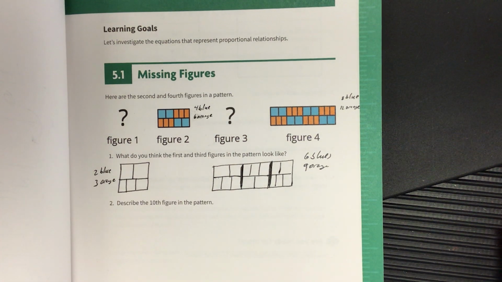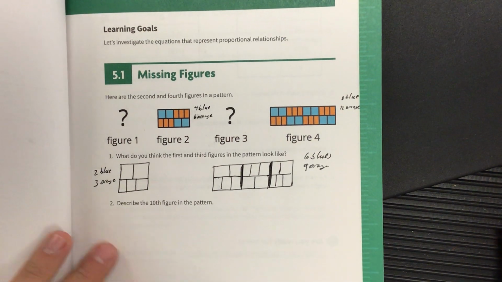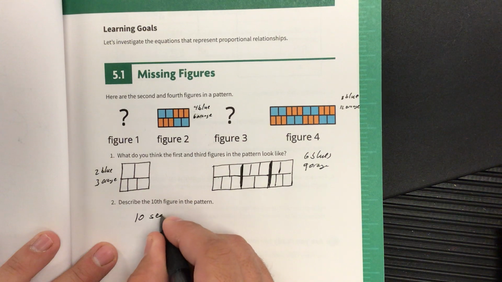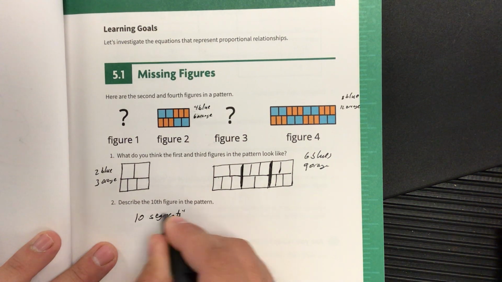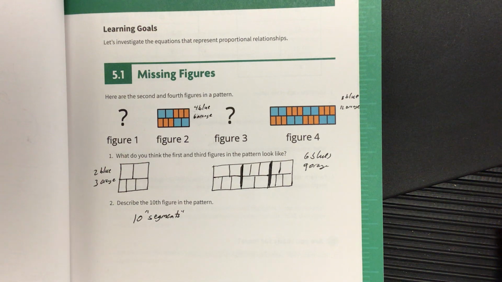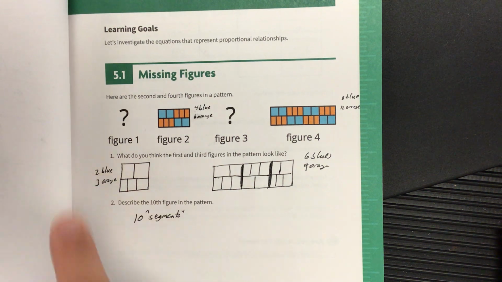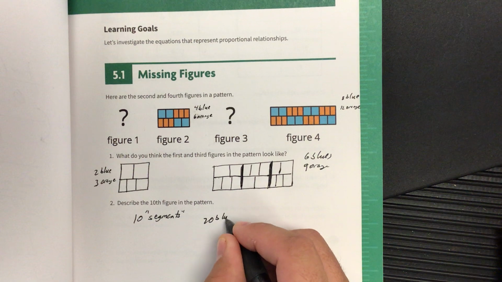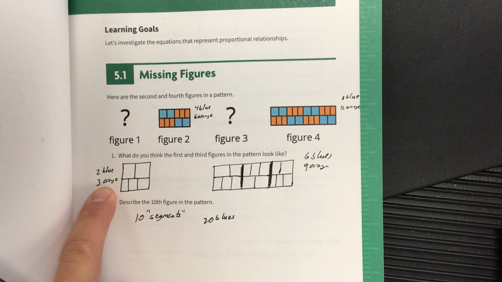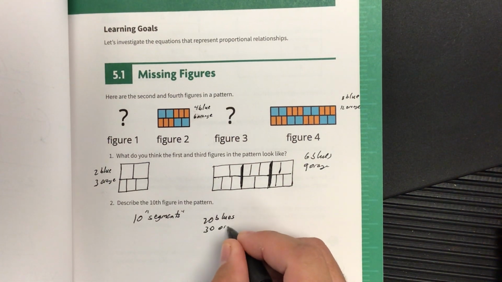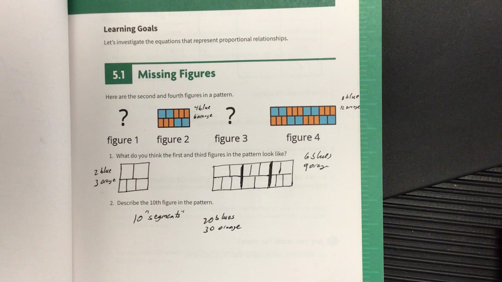So what do you think figure 10 will look like? 10 of those segments. 10 of those little chunks. How many blue would you have? 20. Okay, so figure 1 has 2 blues, and I'm going to 10, so I take that number times 10. 2 times 10 is 20 blues. How many oranges? Start with 3. Take it times 10 segments. It'd be 30 orange segments.